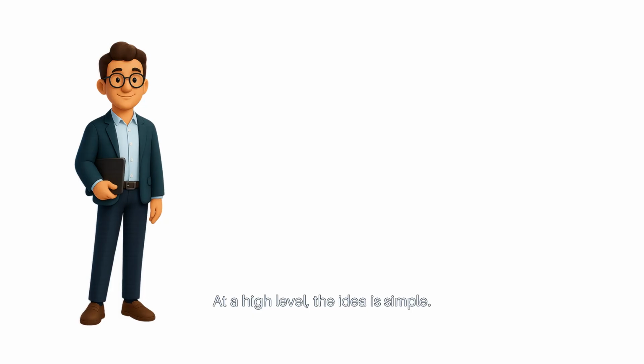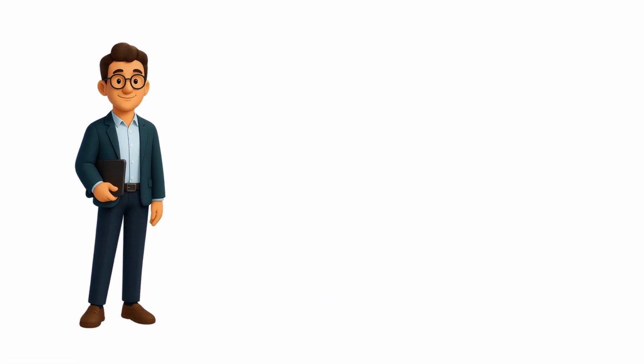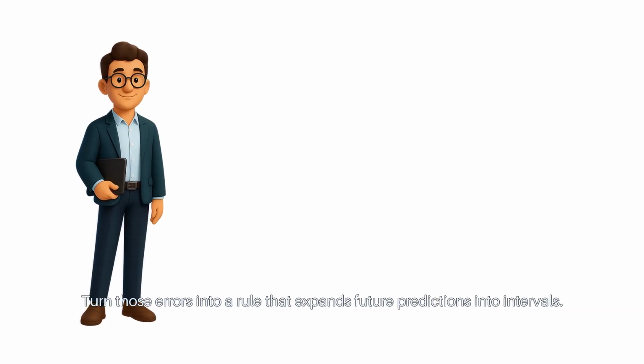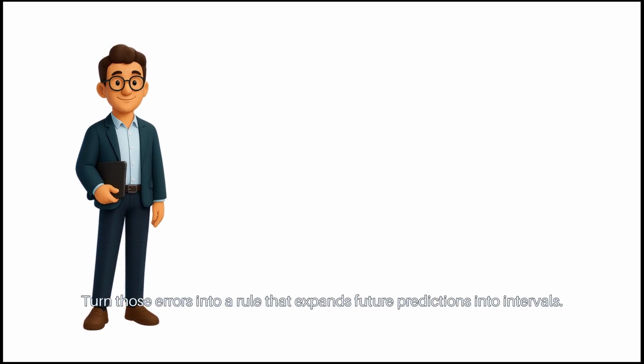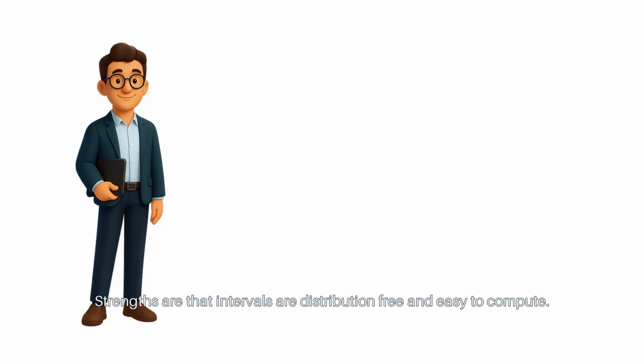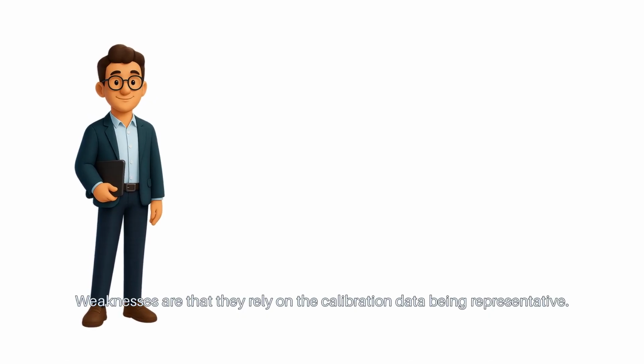At a high level, the idea is simple. Train any regression model. Use held-out data to measure how far predictions miss true values. Turn those errors into a rule that expands future predictions into intervals. Strengths are that intervals are distribution-free and easy to compute. Weaknesses are that they rely on the calibration data being representative.